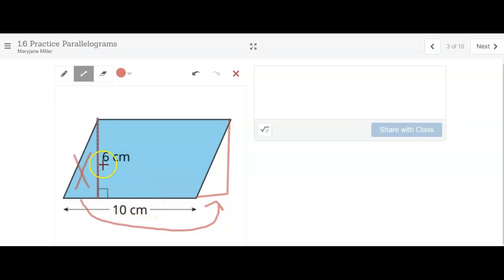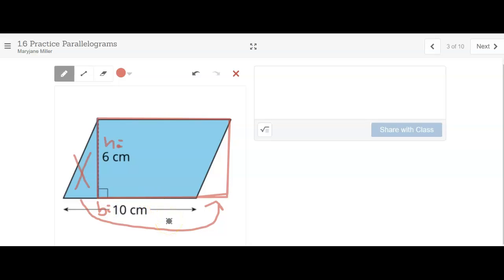Okay, so now I have a rectangle. This whole thing makes a rectangle. And we know how to find the area of a rectangle by multiplying the base times the height. And now we can also call these side lengths a base and a height. So instead of calling these length and width, like we did when we were finding the area of rectangles, we're going to call these the base and the height.